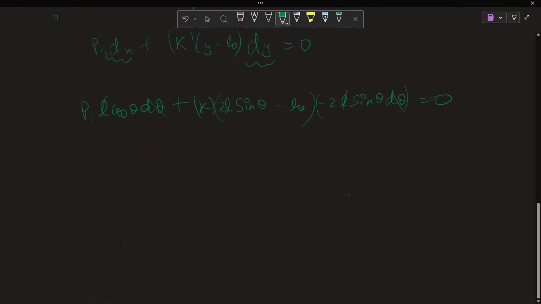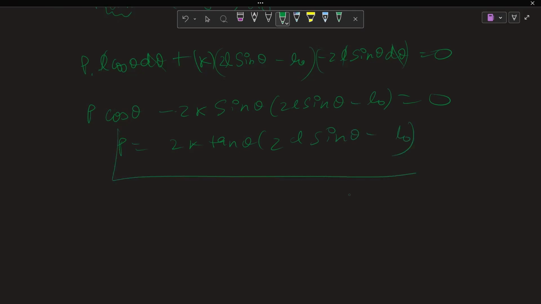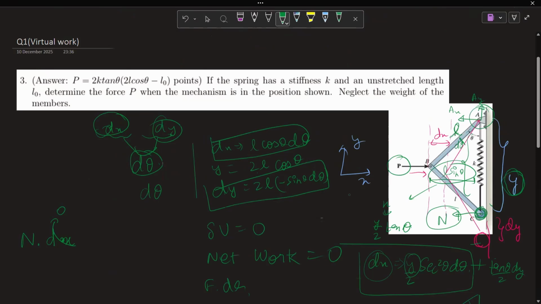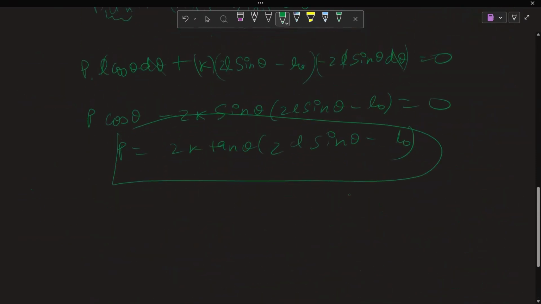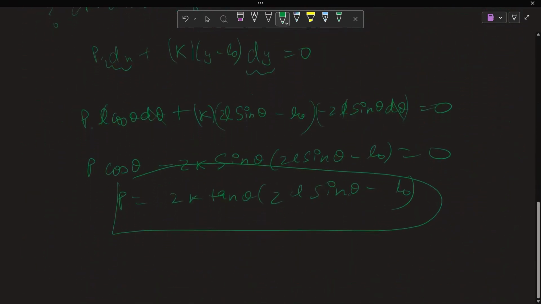Reducing the variables was our main concern, so we reduced the variables here, and p cos theta plus, sorry, minus 2k sin theta into 2L sin theta minus L naught equals to 0. We get P is equals to 2k tan theta 2L sin theta minus L naught. I hope this is the answer. 2k tan theta 2L cos theta minus L naught points. Yes. So this is the correct approach of solving the question. You could have taken another approach, but I guess this would be the fastest approach.